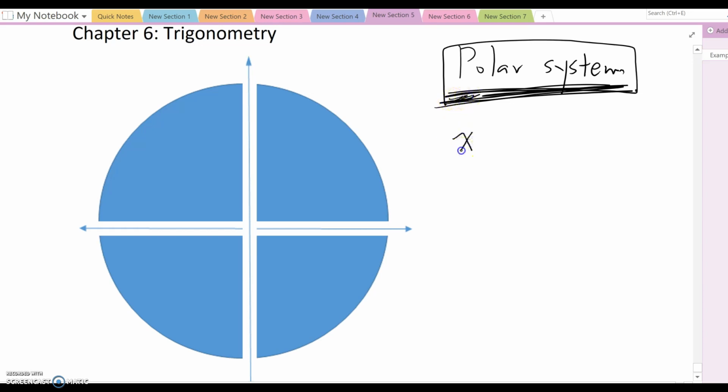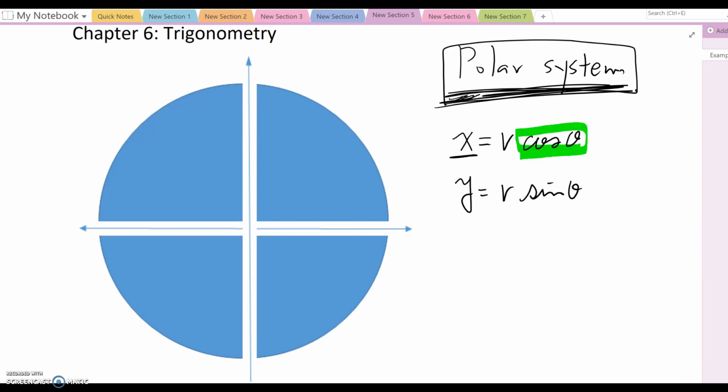Anyway, so x equals r cosine theta, and then y equals r sine theta here. So like this, it represents the x-axis. The x value represents cosine, and the y value represents sine. Please remember that. Okay? So based on this, now we will talk about the unit circle.